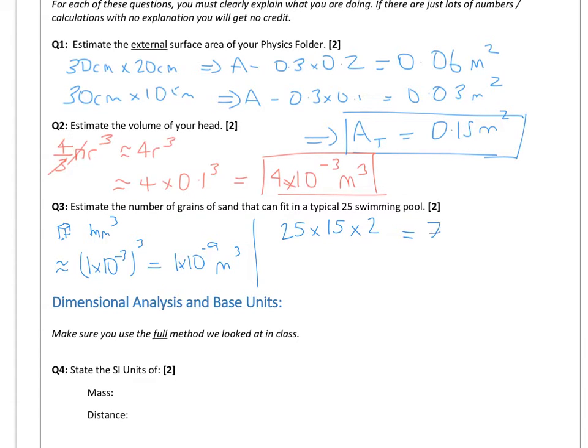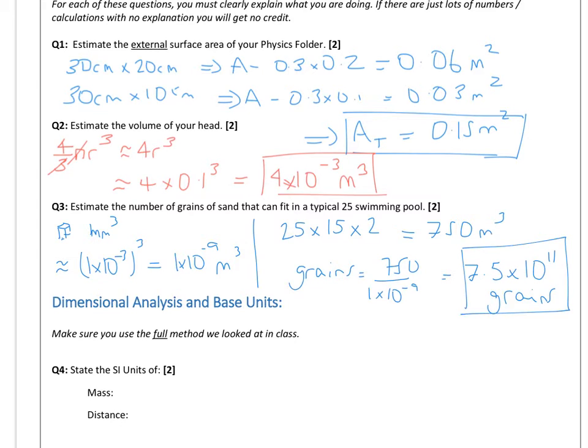So that's going to give you a volume of 750 meters cubed. To get the number of grains, we take the 750 and divide it by the volume of one grain, so divide by 1 times 10 to the power of minus 9, which gives us 7.5 times 10 to the 11 grains.